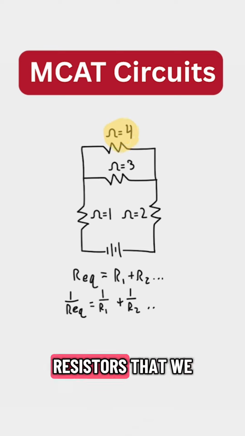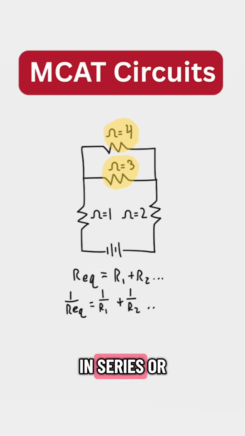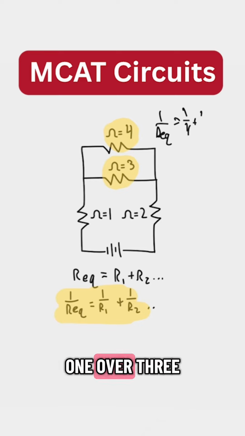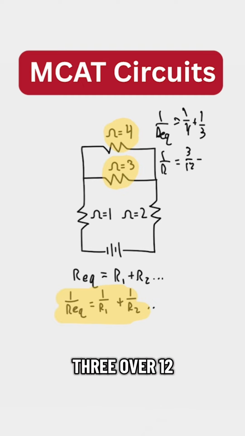The 2 easiest resistors that we have to work with here are these 2 because they're clearly in parallel with each other and they're not in series or in parallel with any other resistors. Now we can apply the equation for parallel resistors really easily. 1 over the equivalent resistance is equal to 1 over 4 plus 1 over 3. Find your common denominator for 4 and 3, which is 12. So we have 1 over the equivalent resistance is equal to 3 over 12 plus 4 over 12.